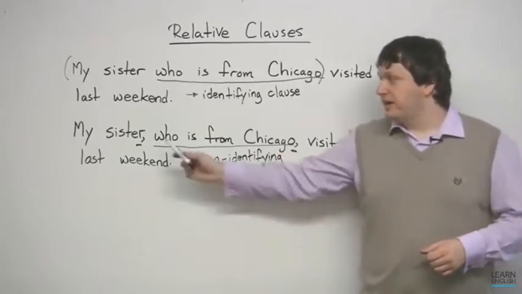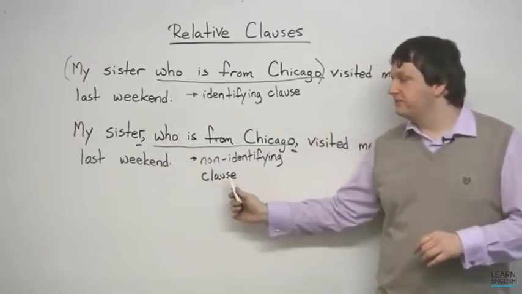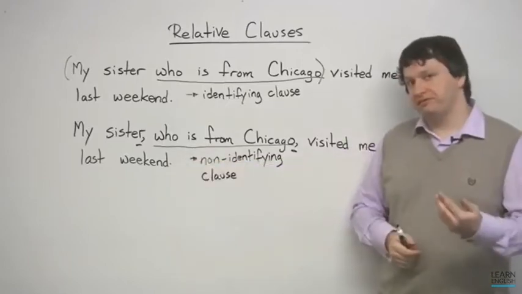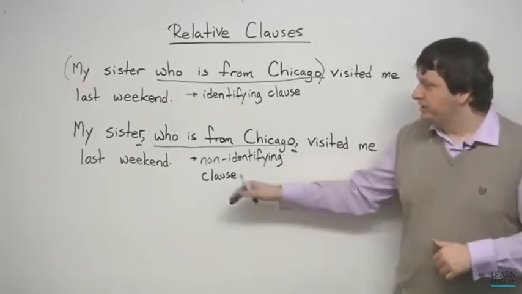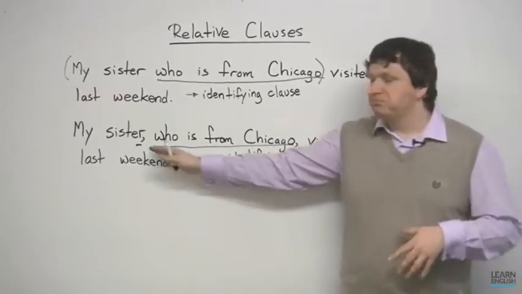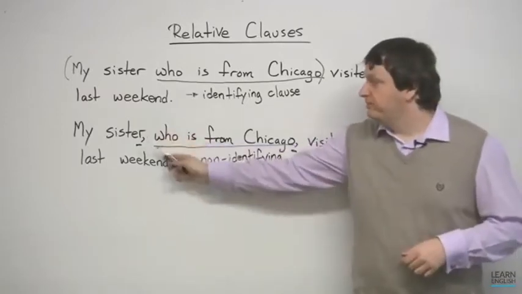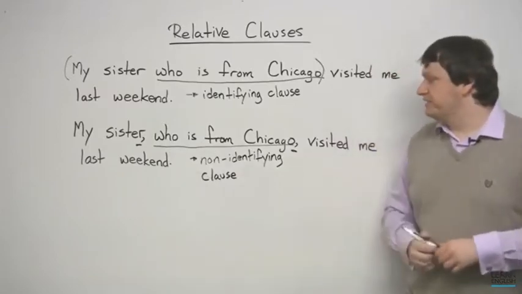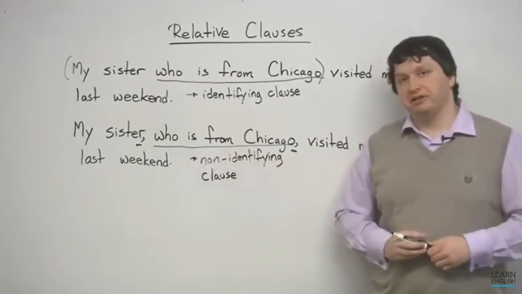In this case, I said my sister, and I'm giving more information. So this is a non-identifying clause. This is not essential information. It's extra information about my sister, my one sister, right? And I'm putting it in between the full sentence here. My sister visited me last weekend, but I want to give you more information about my sister. So I put comma, use a non-identifying clause, who is from Chicago, and complete the sentence with visited me last weekend. The commas are very important in non-identifying clauses.